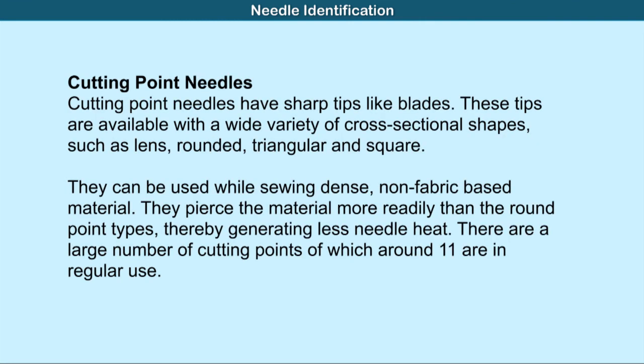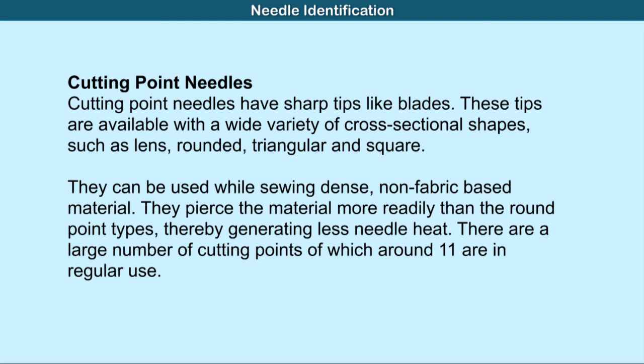Next is cutting point needles. Cutting point needles have sharp tips like blades. These tips are available with a wide variety of cross-sectional shapes such as lens, rounded triangular, square. They can be used while sewing dense non-fabric based material.